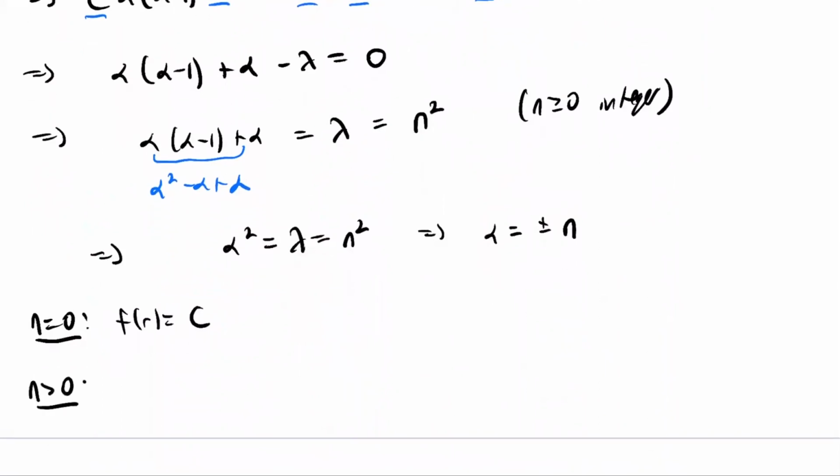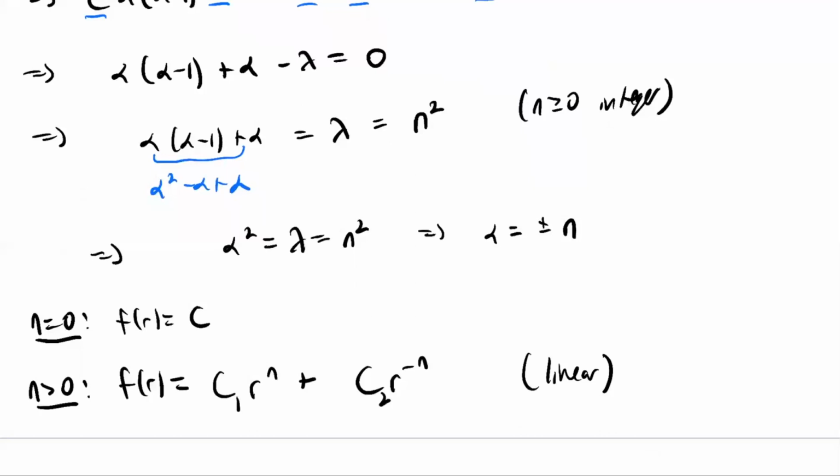If n is bigger than 0, we end up with f of r given by some number c times r to the n, or some number c times r to the minus n. But remember, the equation is linear, right? So if I have two different types of solutions that work, I should add them together to get a more general solution, right? And so we can solve this by taking some combination, say c1 times r to the n plus c2 times r to the minus n, right?